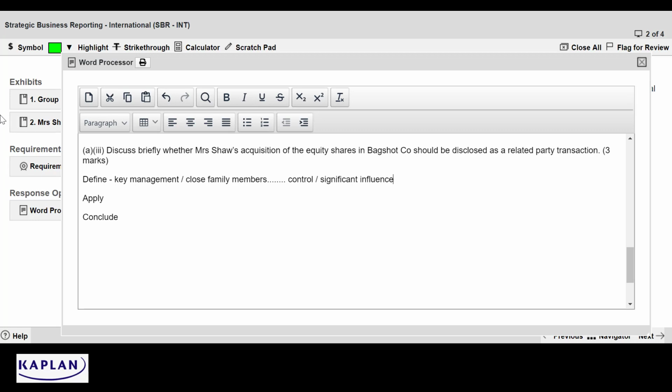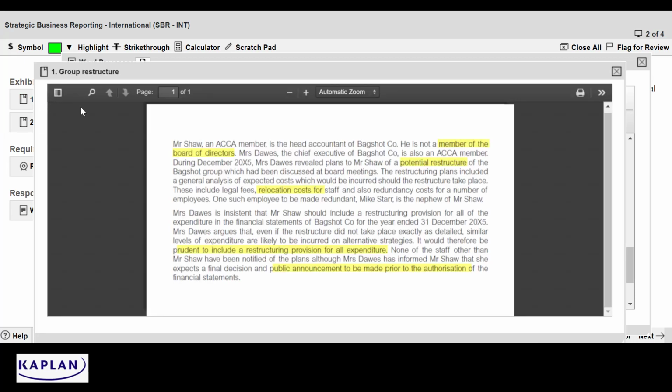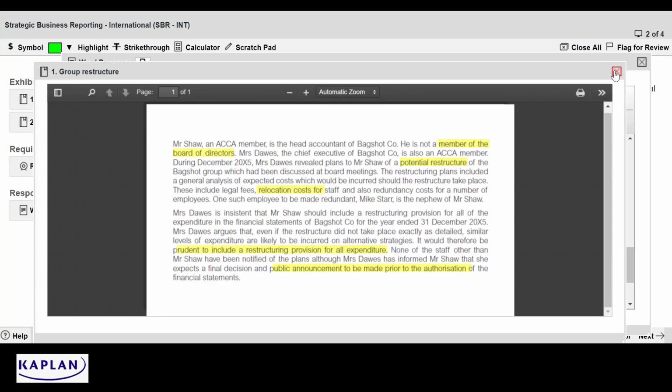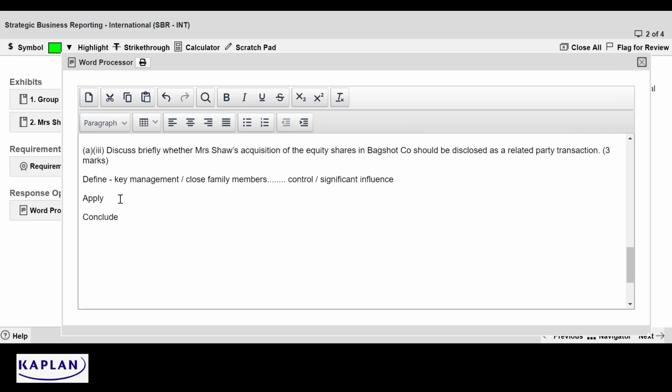Related party transactions, it's partly about key management, close family members included, all right? And it's partly about having control or significant influence. And what you might want to do is to remind yourselves by reading the information in the question, about exactly what the relationships are. And Mrs. Shaw is the wife of Mr. Shaw, but Mr. Shaw was not a director. And the number of shares that Mrs. Shaw is buying is 5%. And therefore this application of knowledge is absolutely crucial.